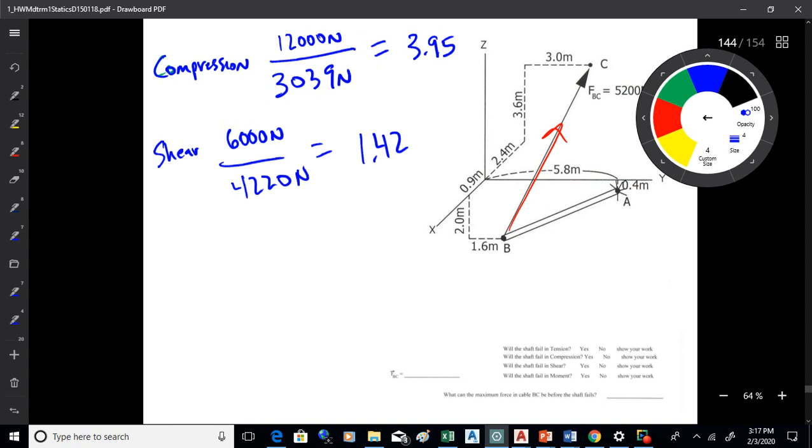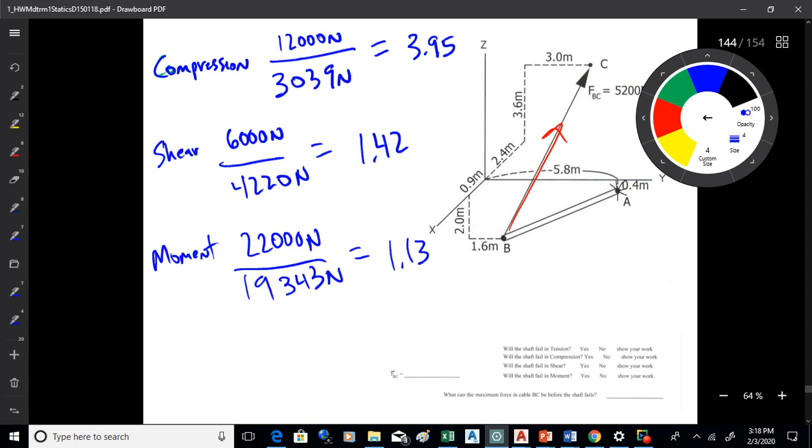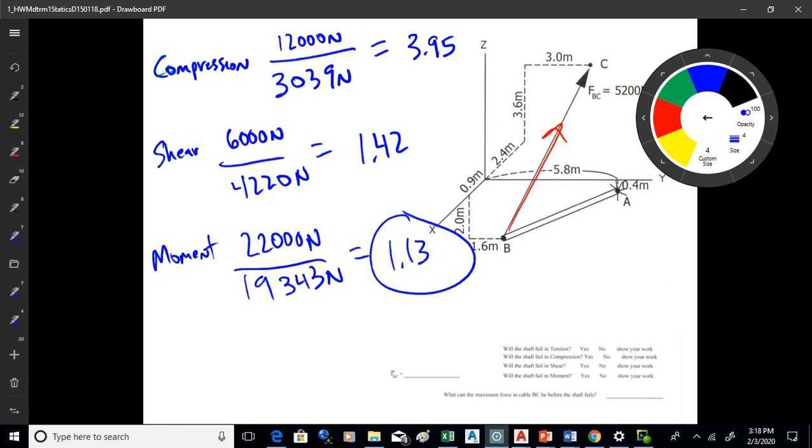The moment is the one that's the most critical. For the moment, I've got 22,000 allowable, and currently for 5,200 newtons I've got 19,343 is what I came up with. Now that's getting a little closer. That's at 1.13. So what that's telling me is that the moment is the critical thing here that will cause the shaft to fail, that will take it over its allowable limit.